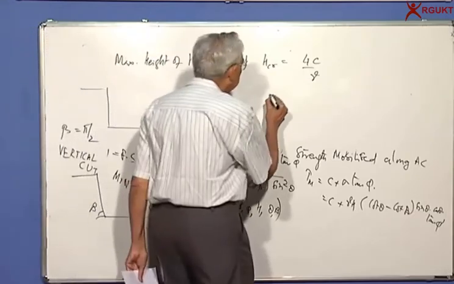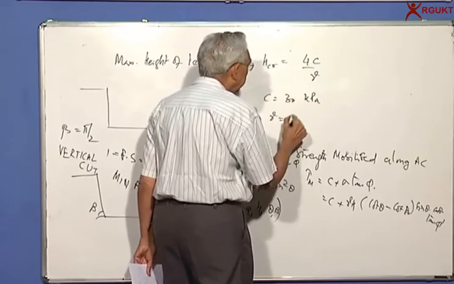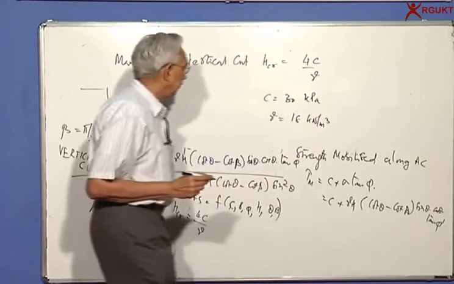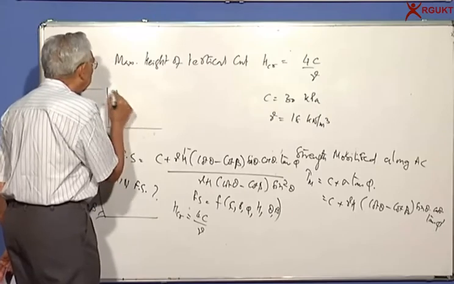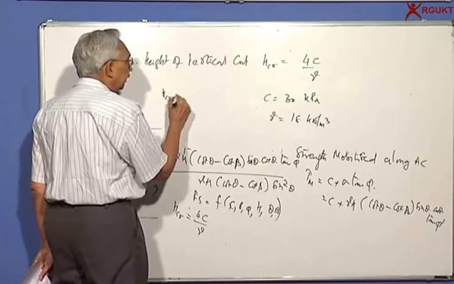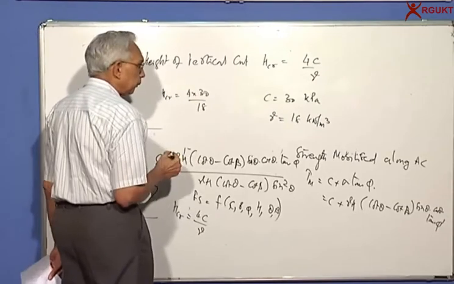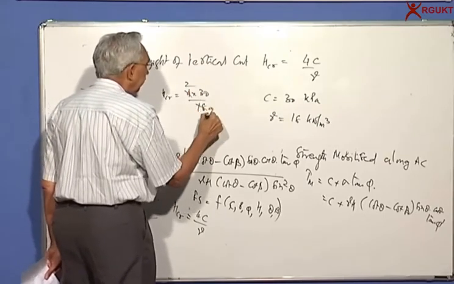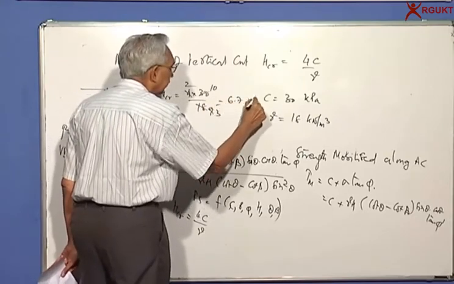Let us say c is equal to some 30 kPa. Gamma usually is of the order of 18 kilonewtons per meter cube. So if I now calculate what will be the H critical when I want to make a deep cut, it will be equal to 4 into 30 by 18. So this gives me 20 by 3, about 6.7 meters.